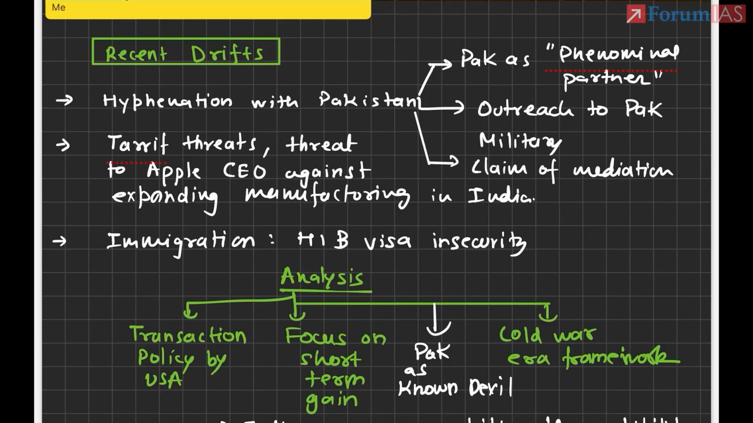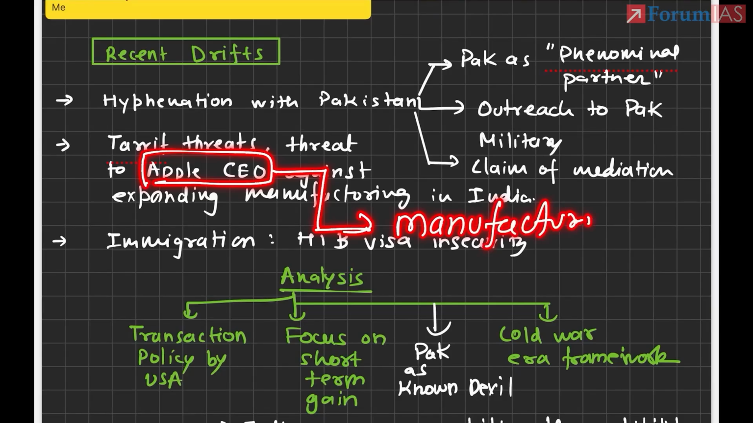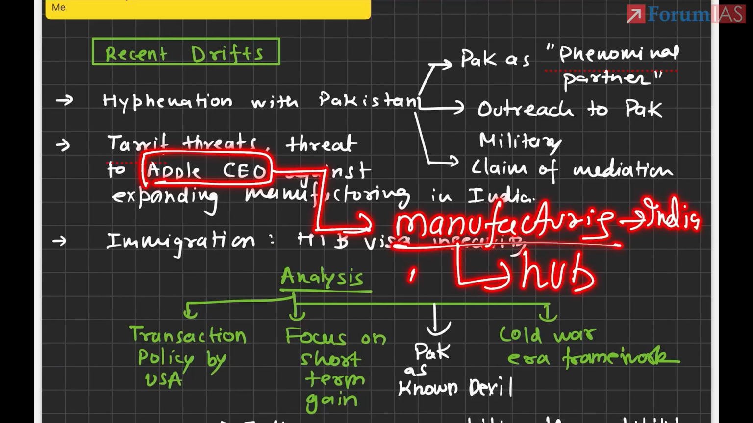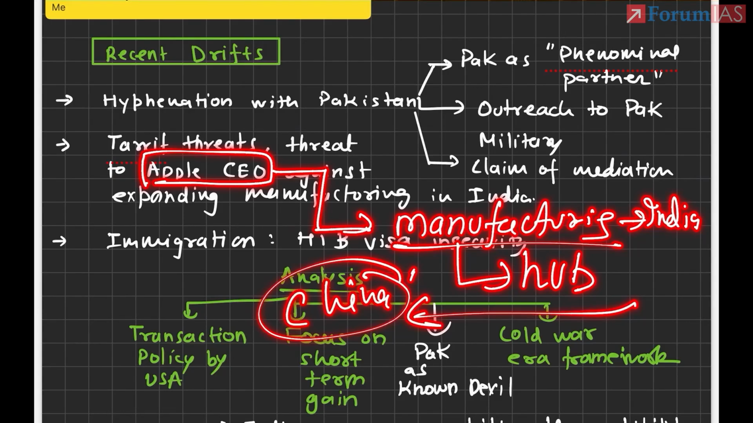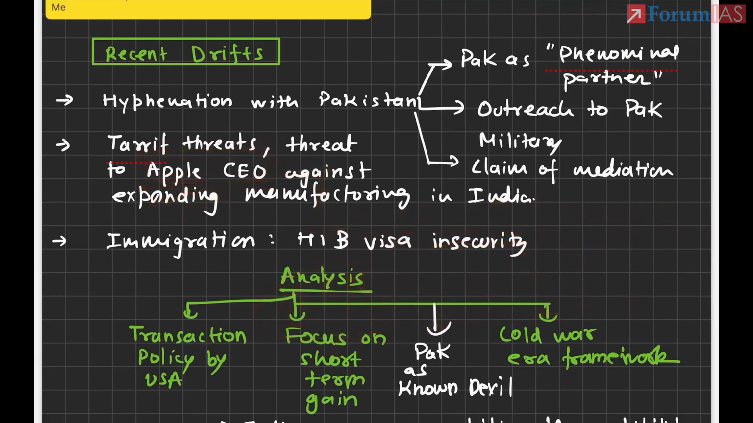Then, recently, Trump threatened the Apple CEO that he should not build manufacturing of iPhones and other Apple products in India. Now, India wants to develop as a manufacturing hub. It wants to be an alternative to China for global manufacturers. But Trump and the USA are scaring them away. They want these companies to build these products in the USA.